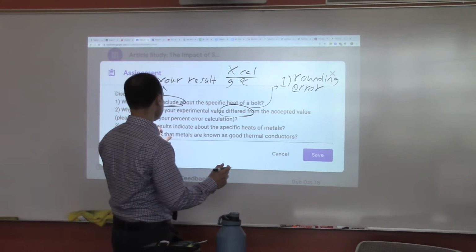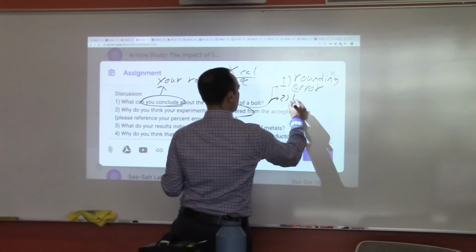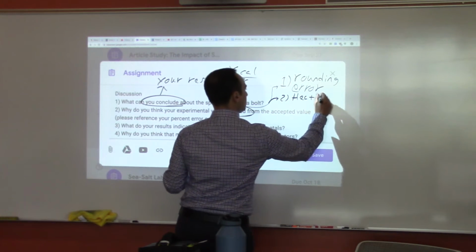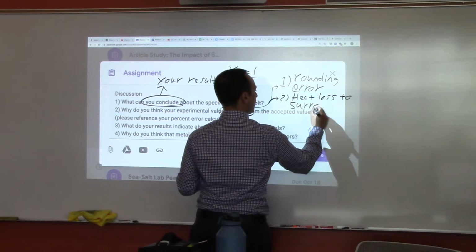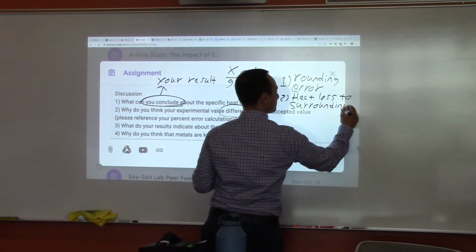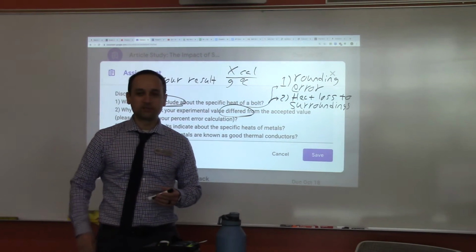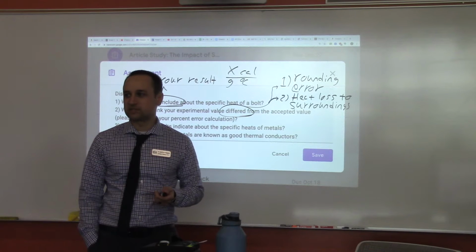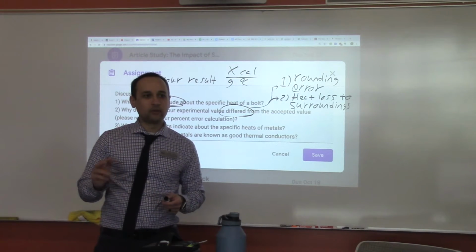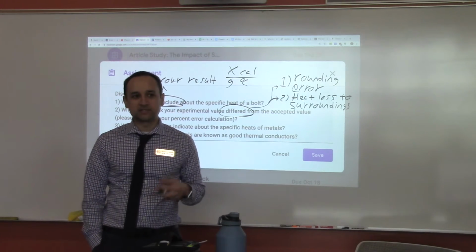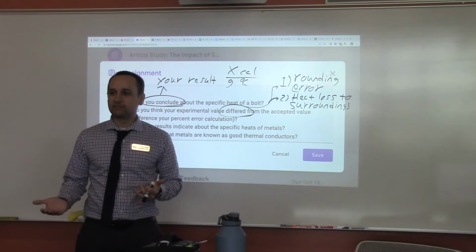Then the next one is part 2. Heat loss to surroundings. Some of us got specific heats of like 0.086 calorie per gram degree Celsius, which is a good bit less than 0.12 calorie per gram degree Celsius, which is the accepted value. So why do you have a smaller value than the accepted value?